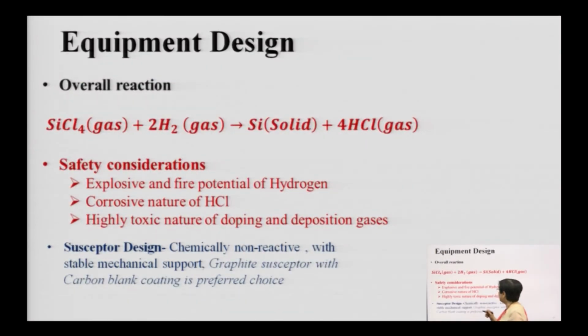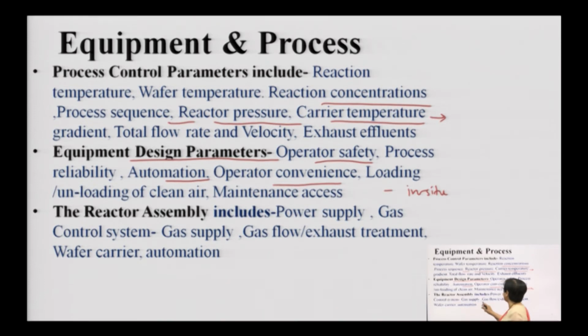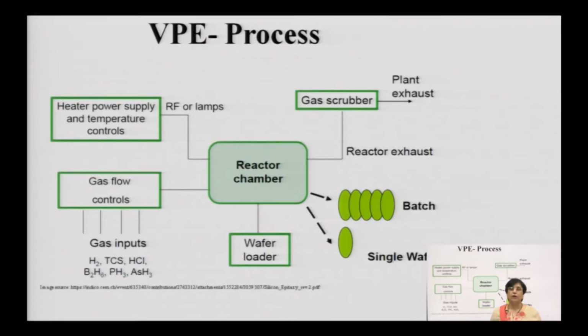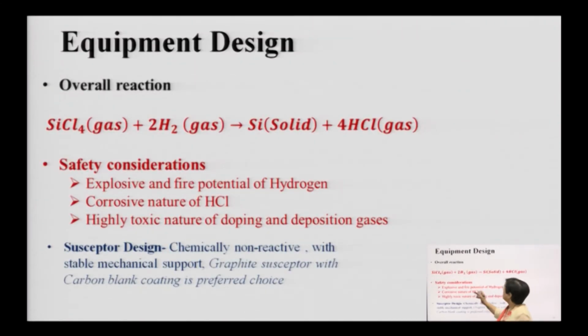So, all these control systems, gas supply, gas flow, exhaust, and wafer carrier automation, play a very important role as far as the designing of the equipment is concerned. Therefore, you need to know the overall reaction happening within the furnace. As I told you, silicon tetrachloride in gaseous form reacts with hydrogen to give you Si solid and 4 HCl.